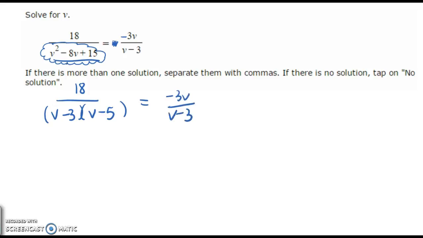Now I'm willing to bet that this factorization thing is not going to happen every single time, but if you start seeing v cubes in your problem, v to the fourth, look for that type of thing in the beginning and see what happens next.